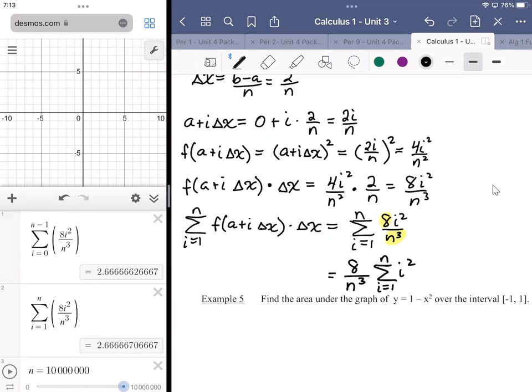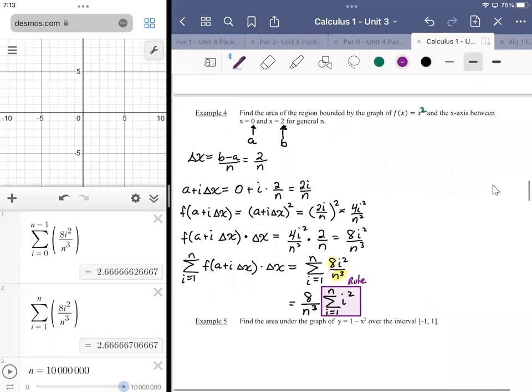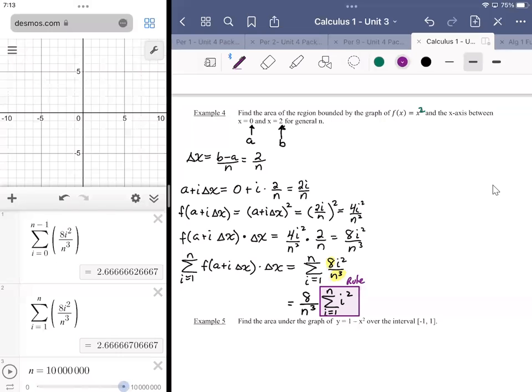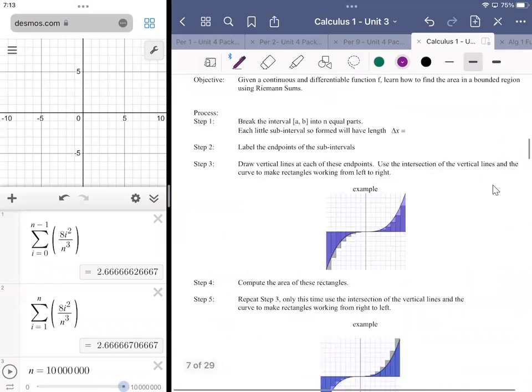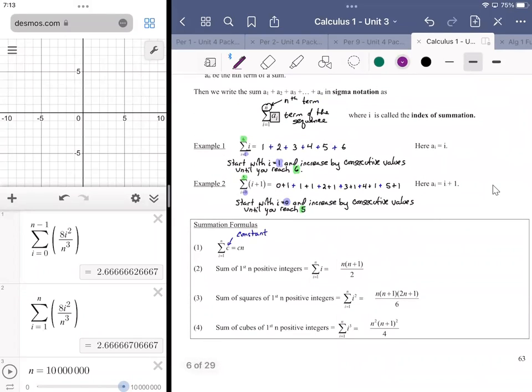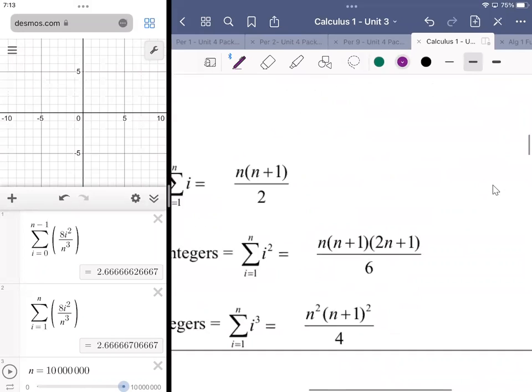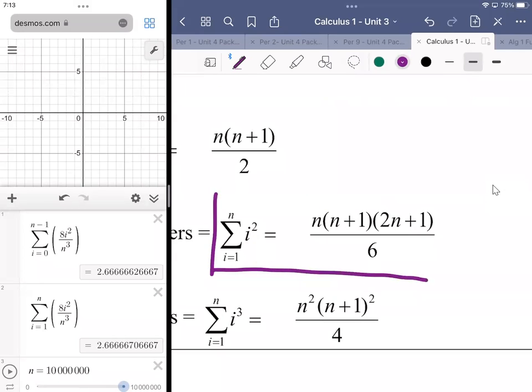So then, if you look back a bunch of pages in the packet, you'll see that there's actually a rule for this. There's a rule. And that's going to make everything so much nicer. Right? So I'll draw your attention to that real quick. Right on the bottom of page 63, we have this rule here.